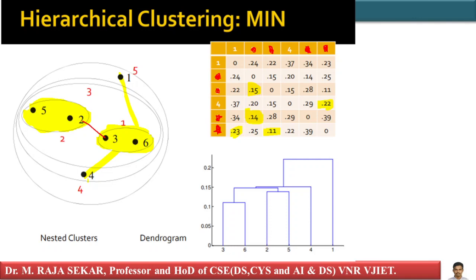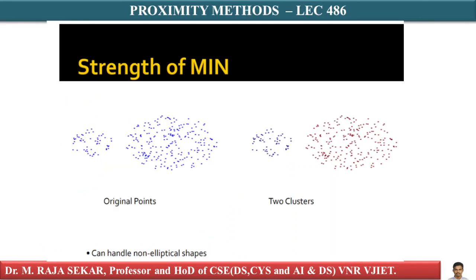Let's look at the strength of min clustering. If you have shapes like this, suppose this is your original data input, you will get two nice clusters. This is one cluster, this is another cluster. I will get two nice clusters, isn't it? So let me say, this is C1, the first cluster, and this is C2, isn't it?